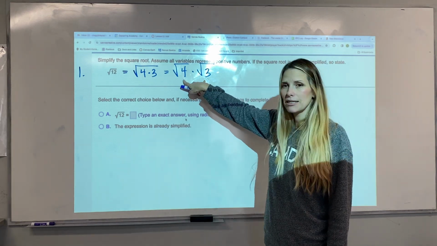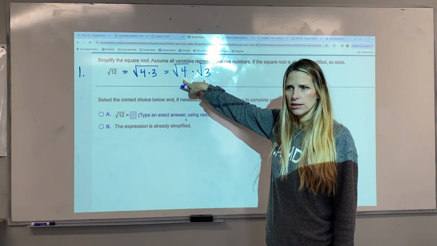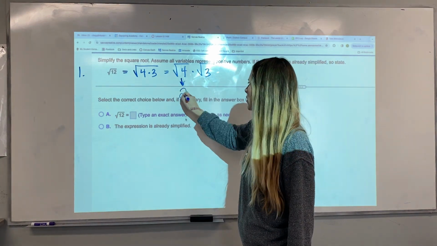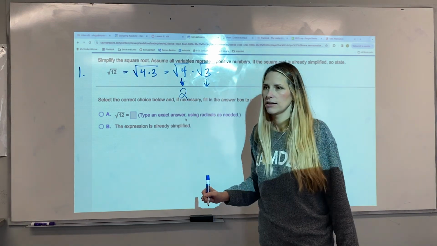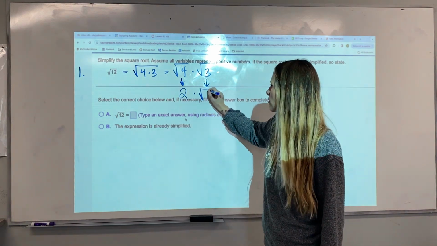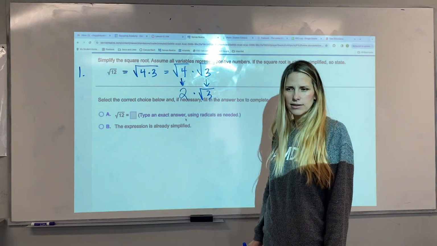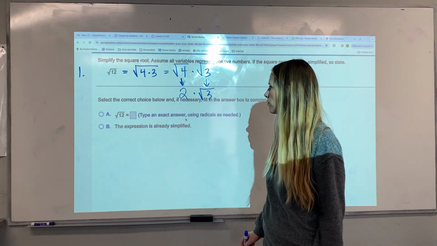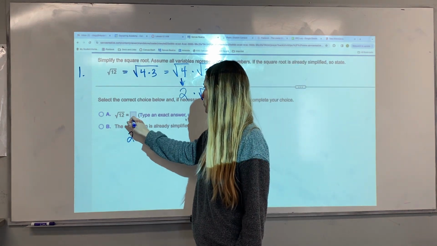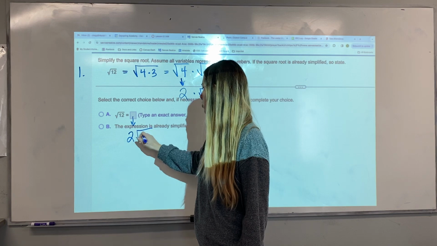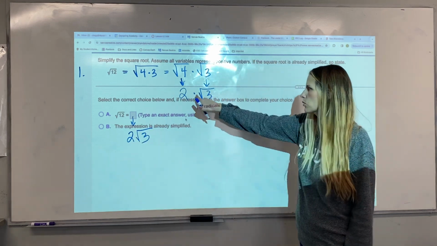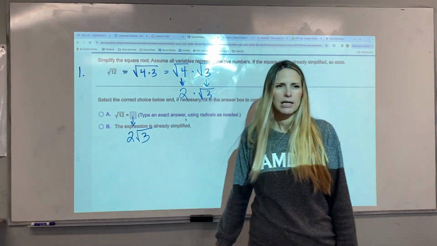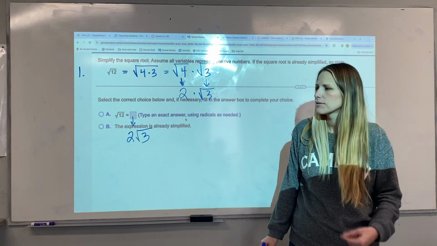Can either of these be simplified? The square root of 4 can. What is it? 2. Can the square root of 3 be simplified? No. So what's our answer? 2 times the square root of 3. So this would be 2, I'm just drawing an arrow here, 2 times the square root of 3. I don't have to show this multiplication dot or parentheses because they're right next to each other, implying multiplication. Okay?